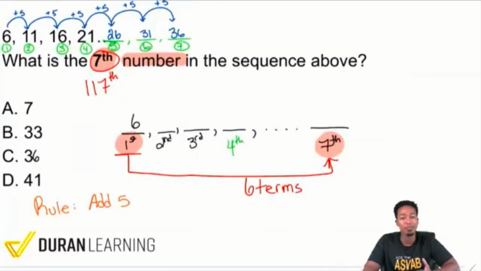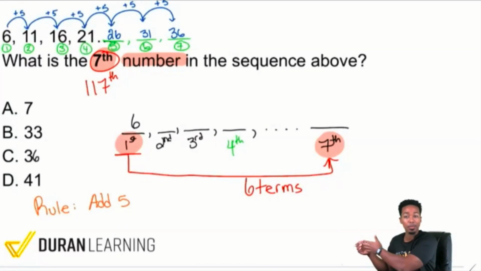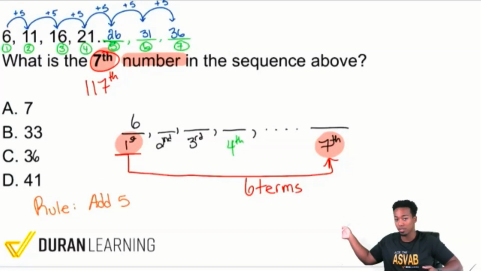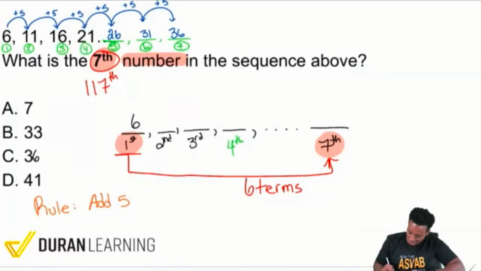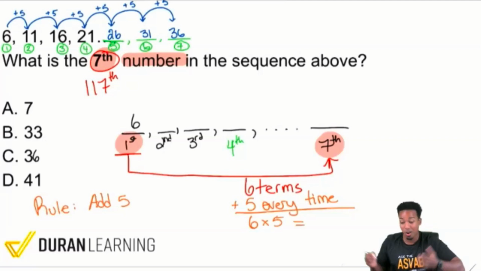Everybody, what's happening every time I go from one term to the next? Right, we're adding 5 every single time. And because we're adding 5 every single time, and we had to do that 6 times, right there, I'm adding 5 6 times. 6 times 5. That's what we're doing, everybody. Plus 5 every time, which means we're doing 6 times 5 equals what, everybody?